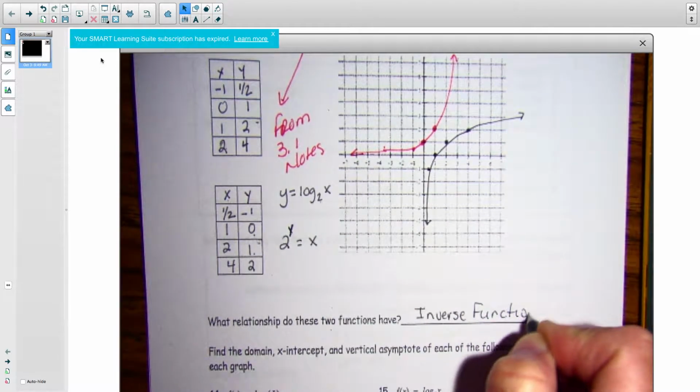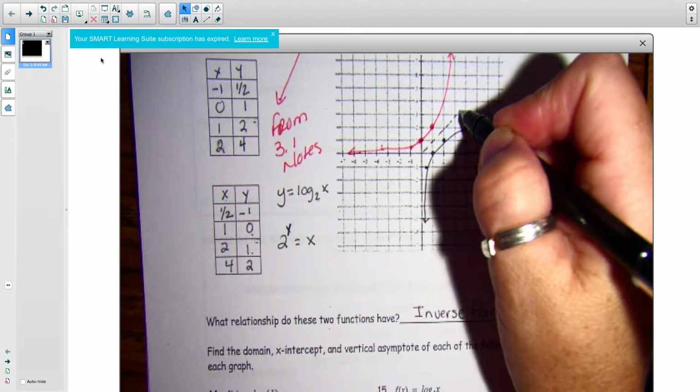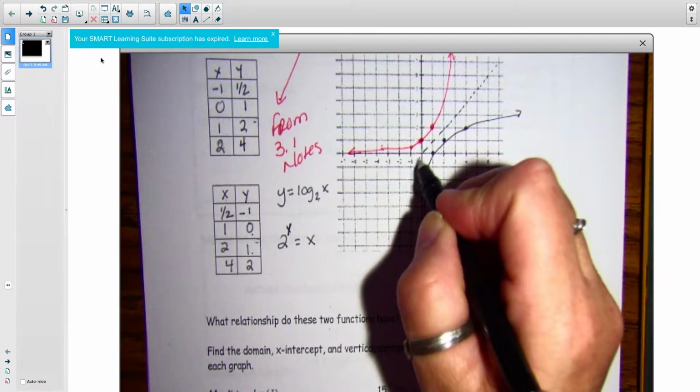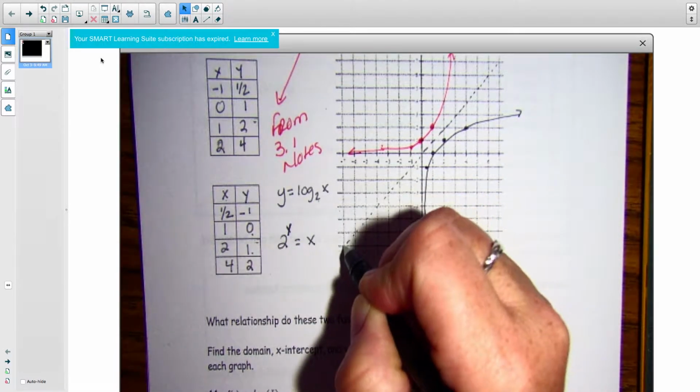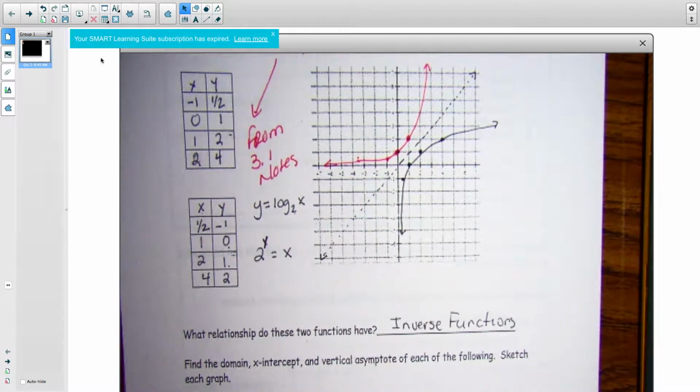We talked about inverse functions already, and you can see inverse functions are reflected about the y equals x graph. Are these two reflected about the y equals x graph? Yes, they are. So Mason gets an A+ for the day because before I even got into inverses and flipping the ordered pairs, he saw it. Good job, Mason.